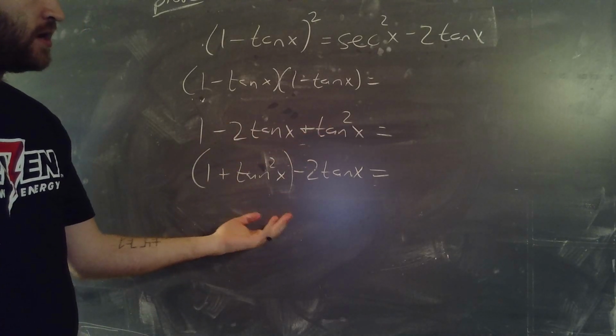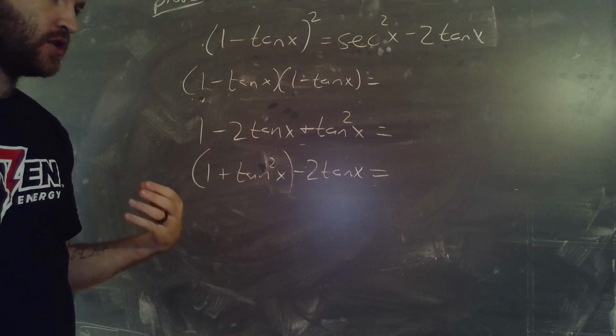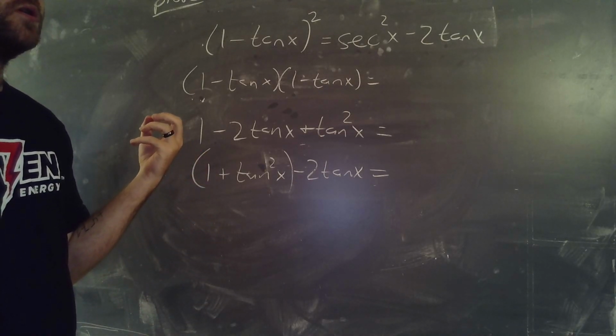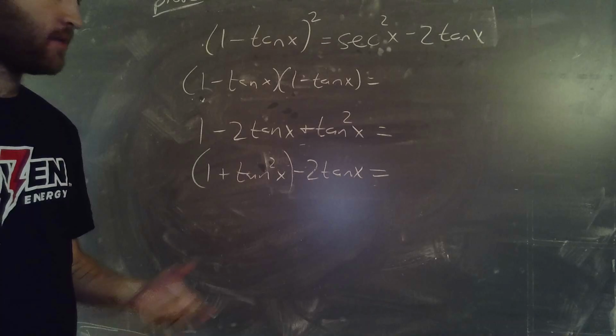So then we look at this one. Do we know any identities that contain a 2 and a tangent? If you search through the pink sheet and your hexagon and all of the class notes, you'll see that there's nothing there about 2 and tangent.